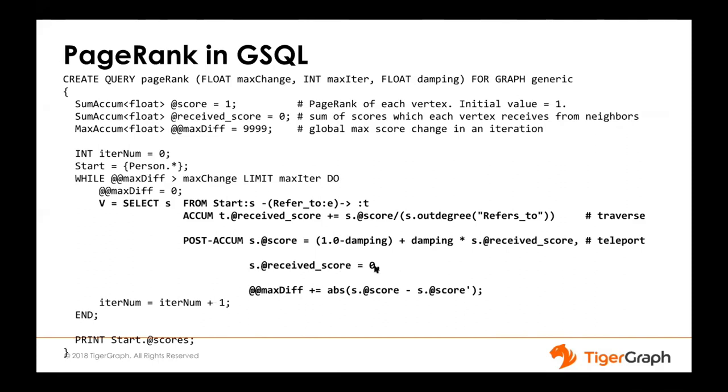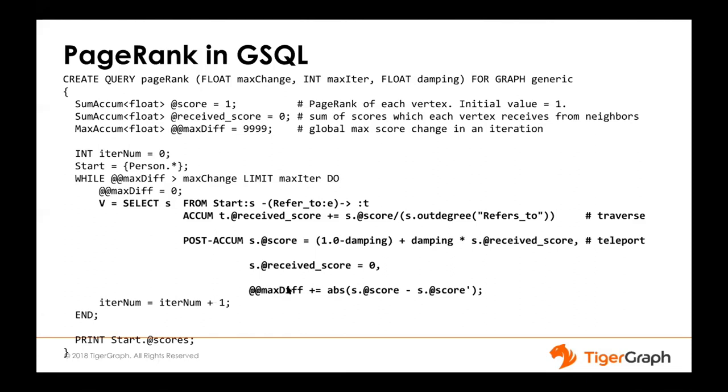And this is just resetting the receive score for next time. And this last computation is where we're checking how much the score changed for node S. That little tick there, the apostrophe, is a shortcut for saying the previous score. So we're comparing the absolute value of the difference between the current score and the previous score, and this MaxAccum is automatically collecting all these scores and picking out the largest one.